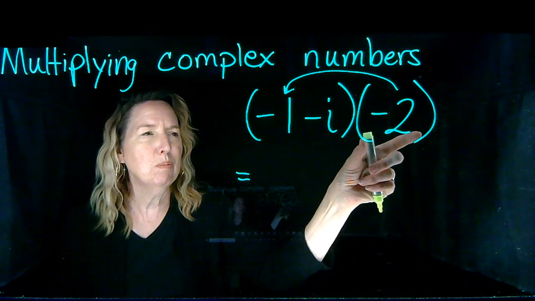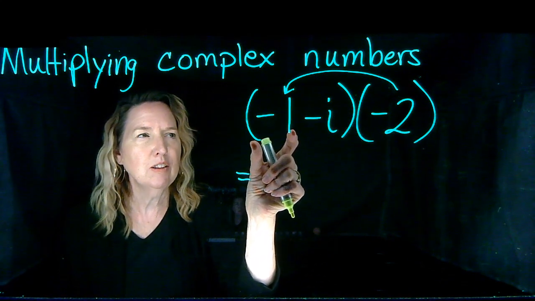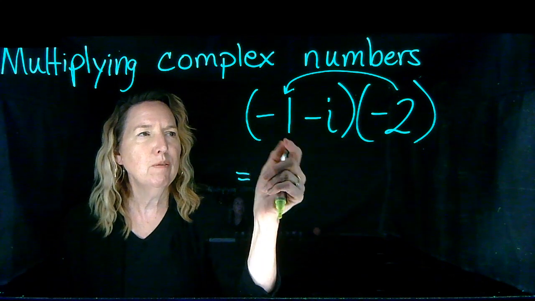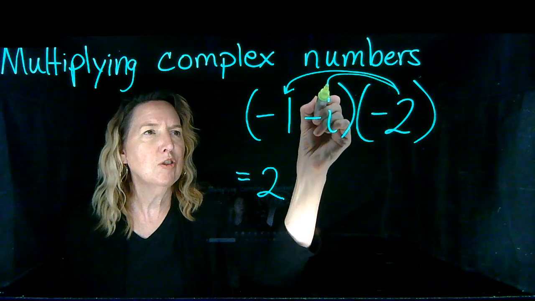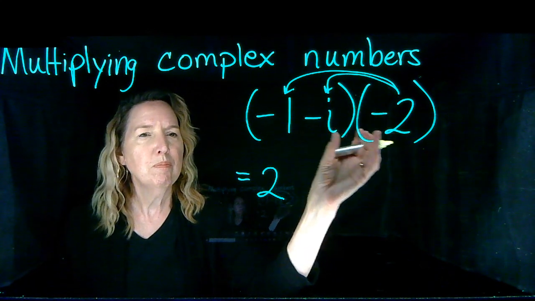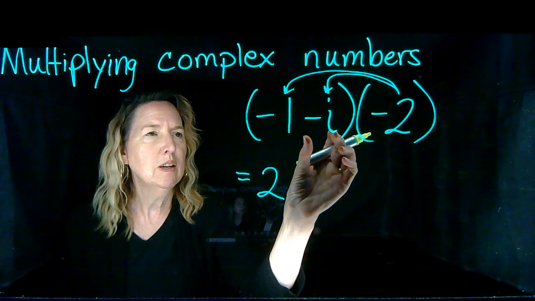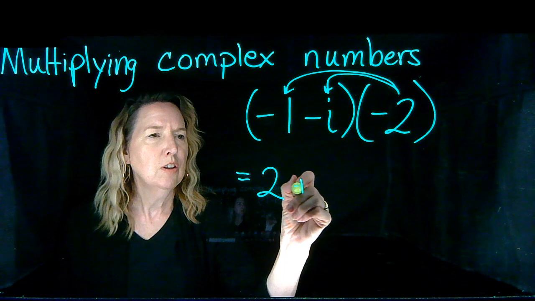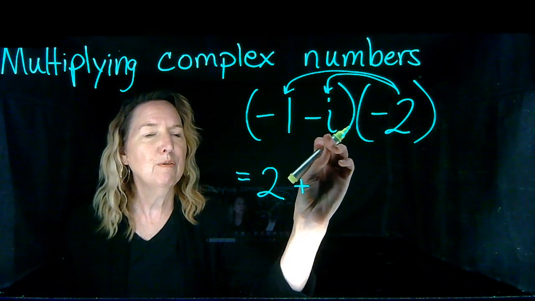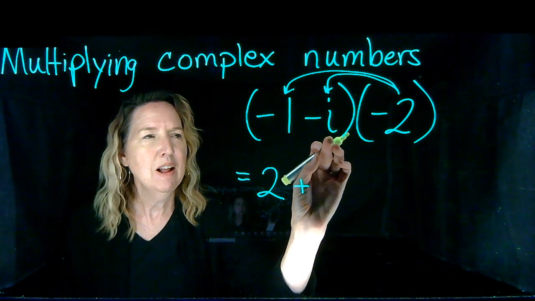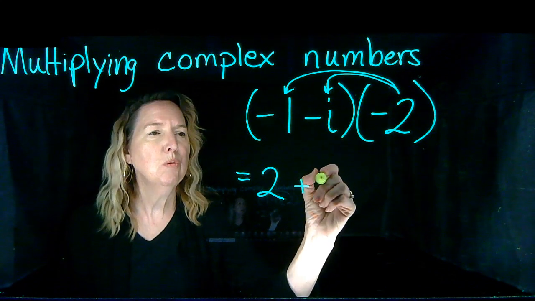All right, let's see what this would be. -2 times -1. Keep the signs, right? -2 times -1 is a +2, so I write it down. Then I distribute again and keep those signs. I have -2, but I'm multiplying it with a -i, so that would be a positive. I said it wrong, didn't I? -2 times a -i is a positive 2i.